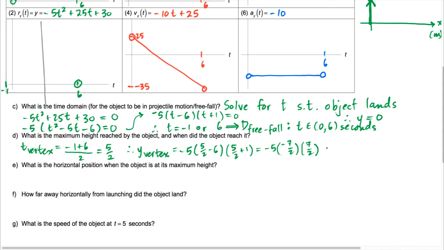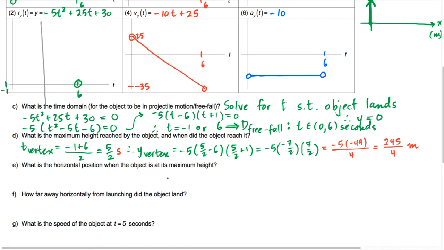So continuing to work out the y-coordinate of the vertex, we get negative 5 times negative 49 over 4, which gives us 245 all over 4, and that is measured in meters. So we know that that's the maximum height occurring at the 5 over 2 seconds for time.